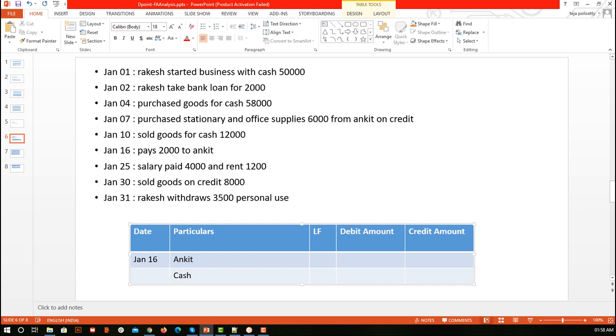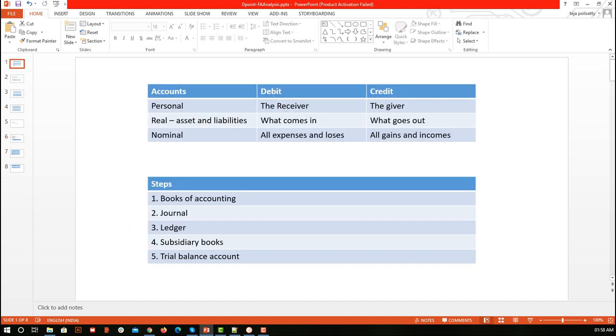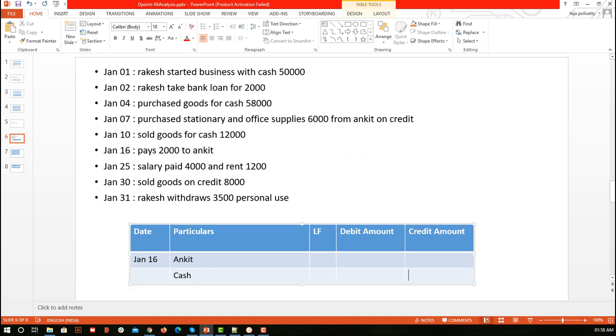So what is happening? Pays 2,000 means cash is going out. So what is the case in that? Cash is our real account and it is going out, which means it is a credit. So we can say cash account is our credit account.